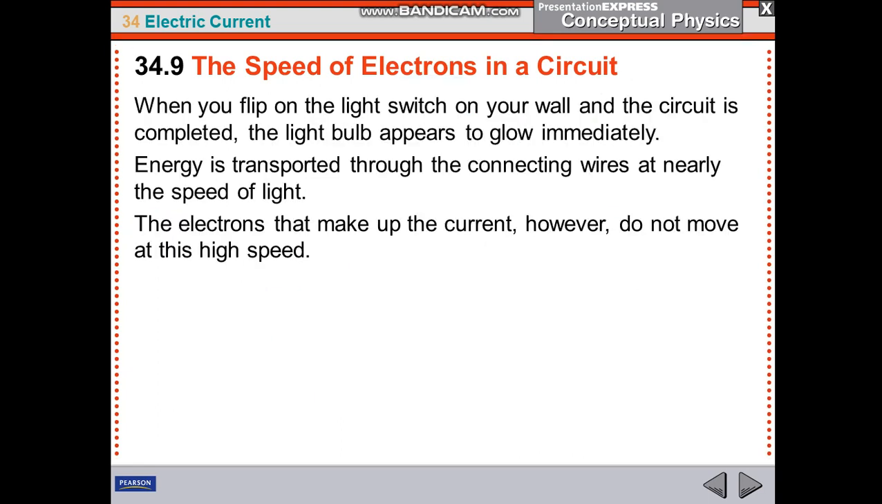When you flip on the light switch on your wall and the circuit is completed, the light bulb appears to glow immediately. Energy is transported through the connecting wires at nearly the speed of light. The electrons that make up the current, however, do not move at this high speed. So you have noticed that when you switch on, the bulb lights immediately. The energy is transported through the connecting wires at nearly the speed of light, but actually electrons do not move at this high speed.